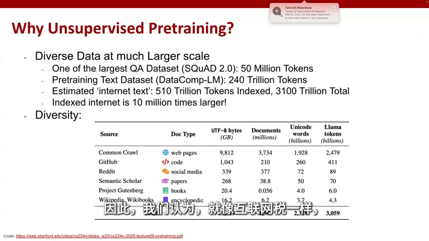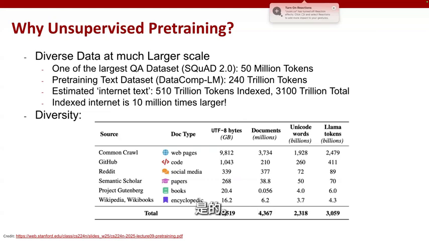Within that internet text, essentially you have some data on almost every task you could think of. So that's why it has good multitask capability. It also has a lot of diversity. In the pre-training text, we have web pages, code, and also social media, like from Reddit, and all the papers, books, and Wikipedia articles.